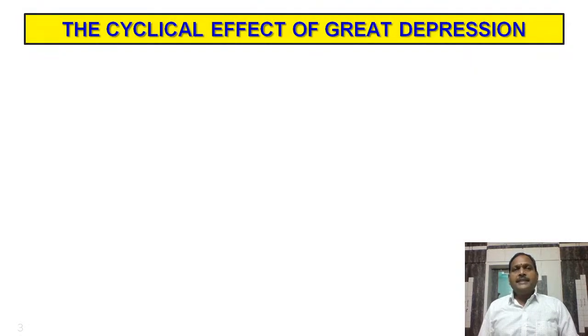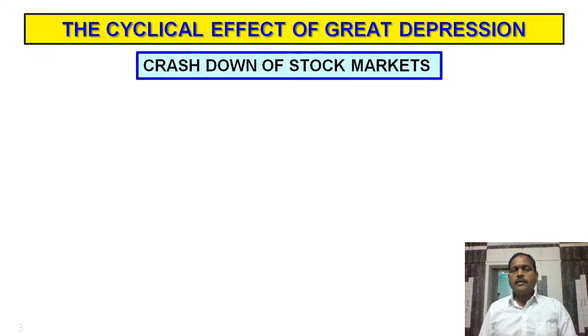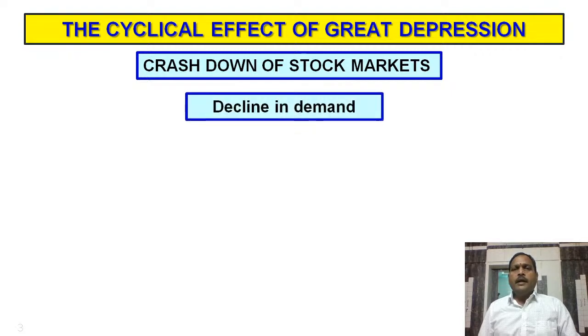Now we discuss the cyclical effect of the Great Depression. First, it started as the crash down of stock markets in USA due to decline of demand. Why? What is the relation between them?